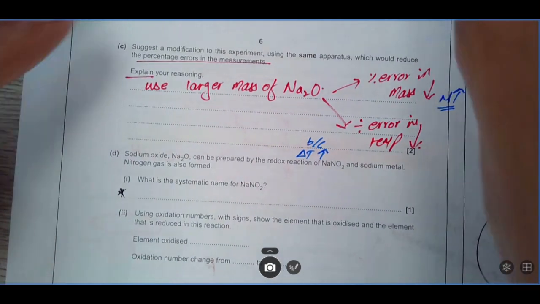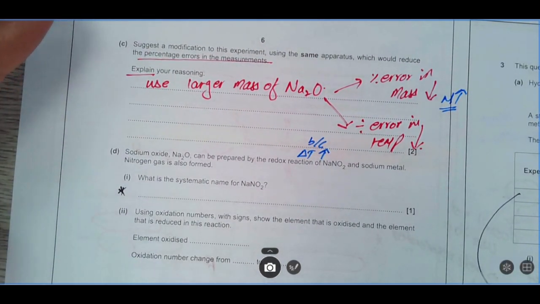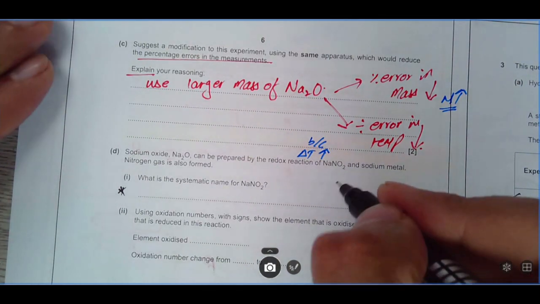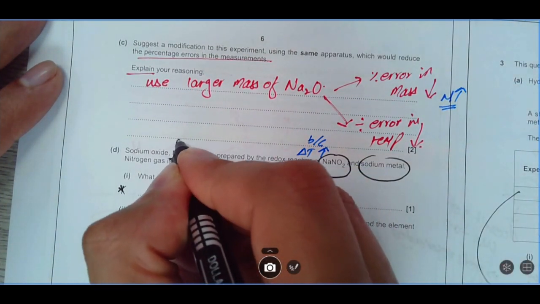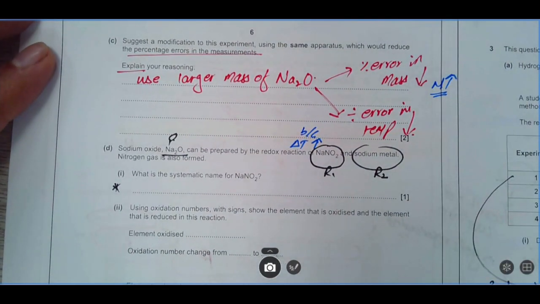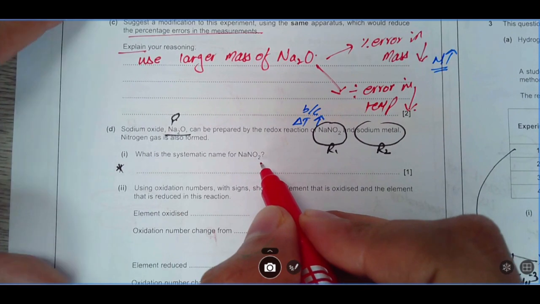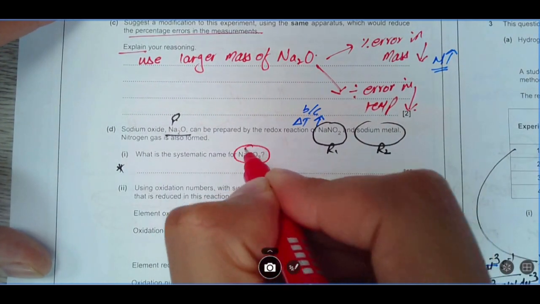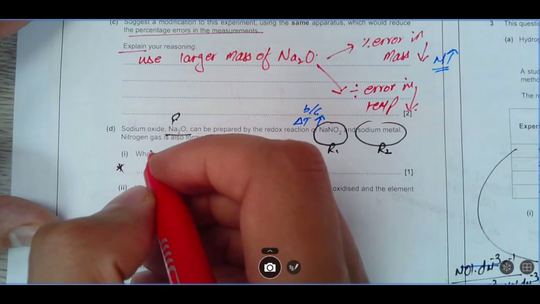Now next question here, what is happening? It says sodium oxide Na2O can be prepared by the redox reaction of NaNO2 with sodium metal. So they're telling you react NaNO2 with sodium metal and this will be your product. This is my R1, this is my R2. It says what is the systematic name for NaNO2? This is from your GCSE. Now this is something that is made up of 3 elements and one of them is oxygen. So you'll say it will be sodium nitrite.